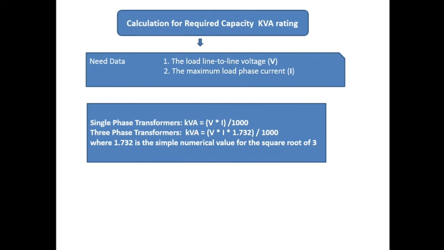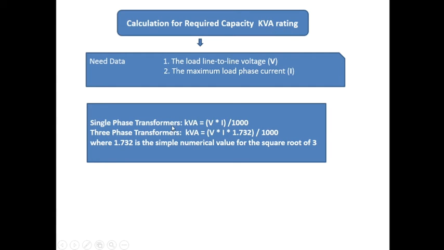Calculation for required capacity kVA rating. We need the data, two data. We need the load line to line voltage, how much, and the maximum load phase current, how much. We have these two data we need, then we can calculate for required capacity kVA rating.